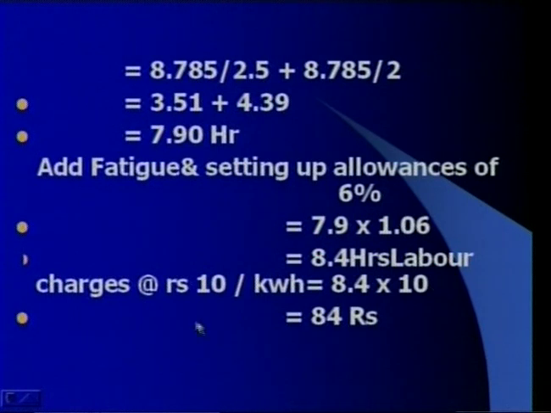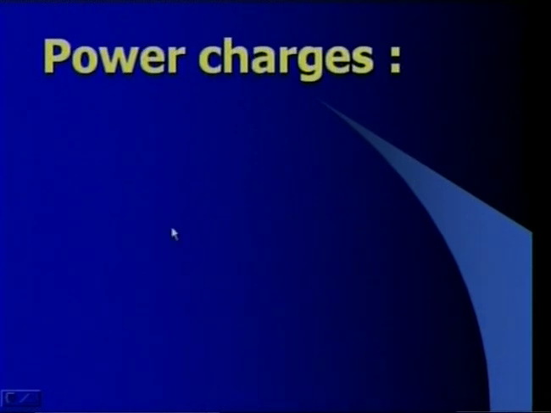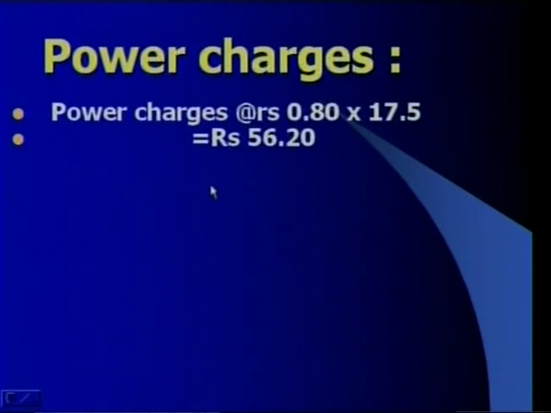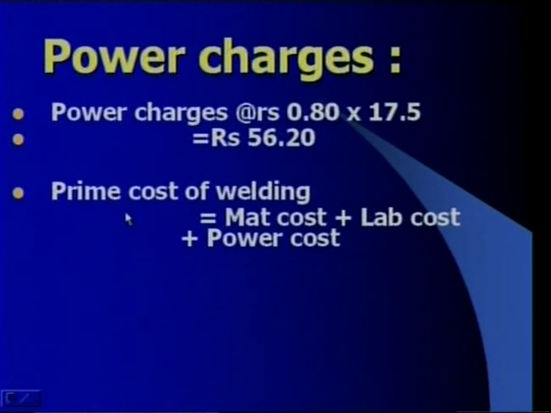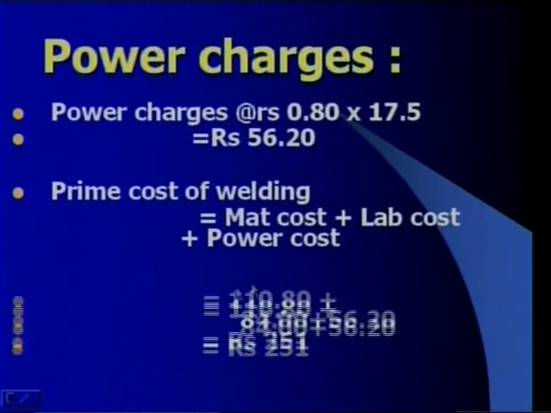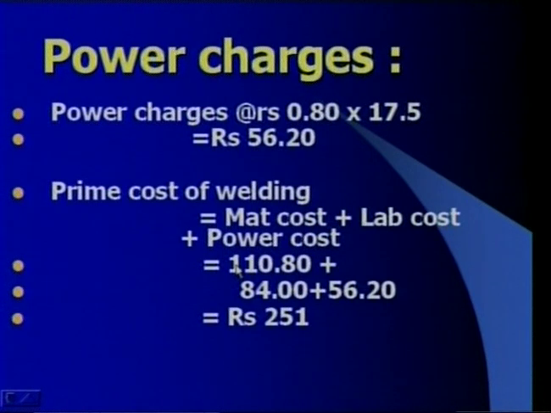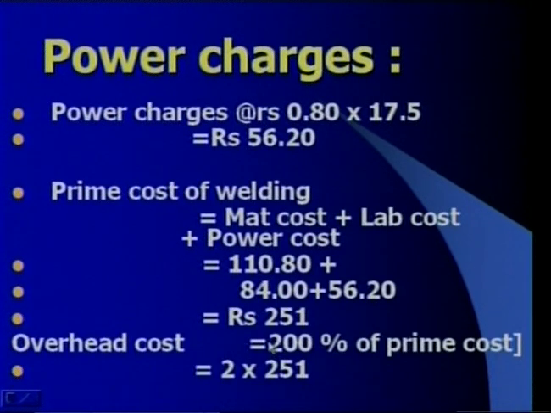Next, we will take labor charges at the rate of 10 rupees per hour per kilowatt hour. You will get 84 rupees. Next, power charges: we will use this formula and get power charges as 56.2. Next, we get the prime cost of the welding, that is material cost, labor cost and power cost. 110.80 plus 84 rupees plus 56.20, total cost is 251 rupees.